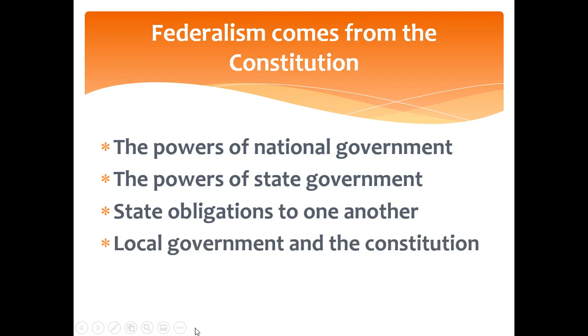Last one, local government and the Constitution. Where do we find local government in the Constitution? There's 3 levels of government, federal, state, and local. Where do we find local government in the Constitution? We don't. Remember, federalism, the Constitution, only creates federal government. It only creates state government. Local government is left up to the states. We find that created in state constitutions.